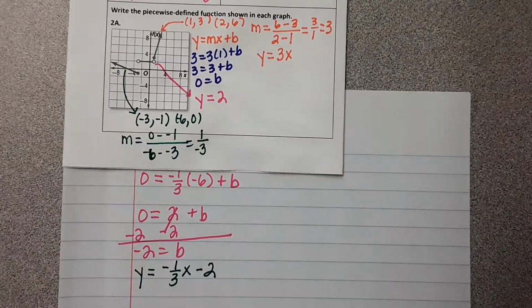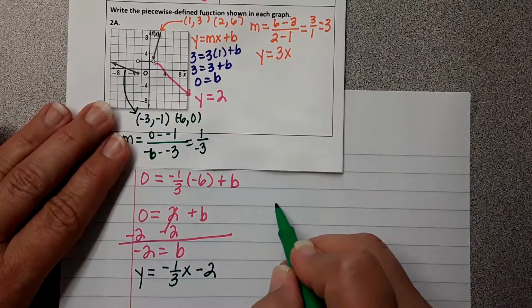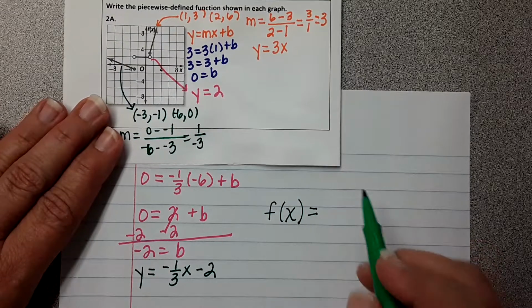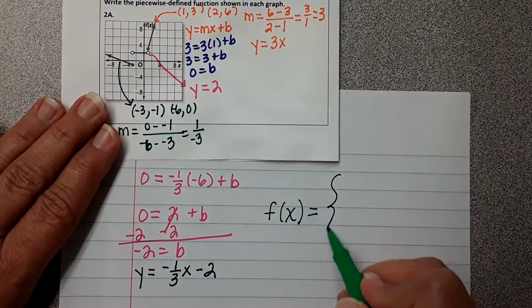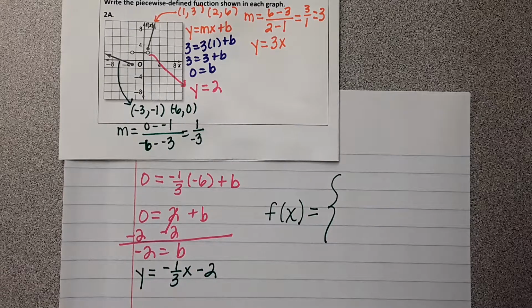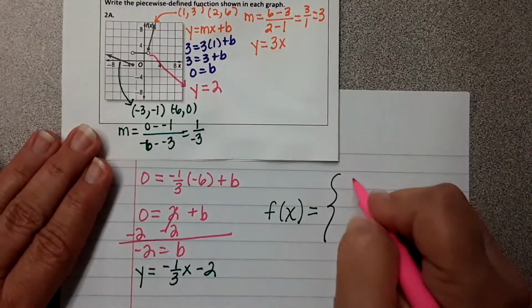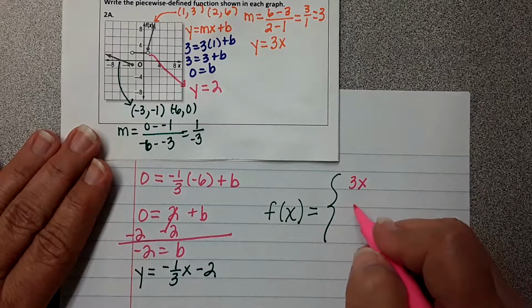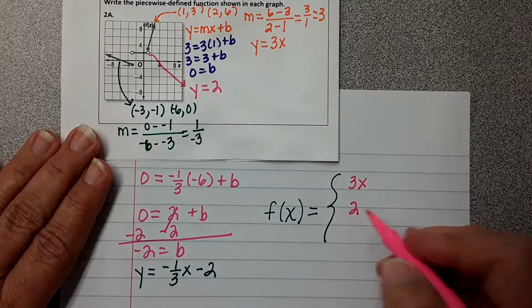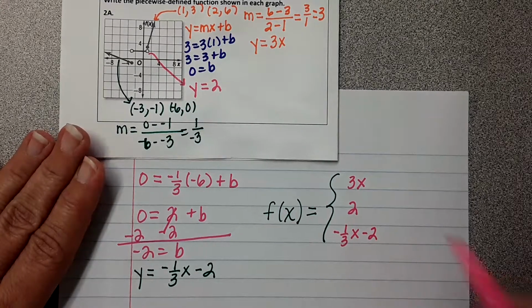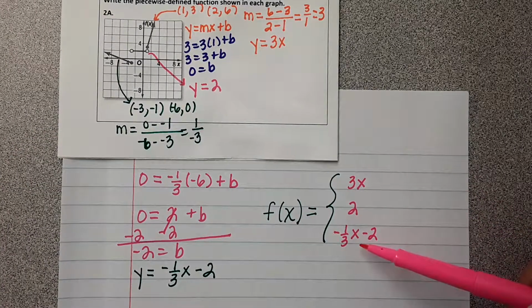So instead of writing y, we're going to write that it's a function, so we're going to write f of x equals. Since we have 3 equations, we're going to do 3 lines. The first equation we have is 3x, so we write 3x. The second equation is 2, so we write 2. The last equation is -1/3 x minus 2.